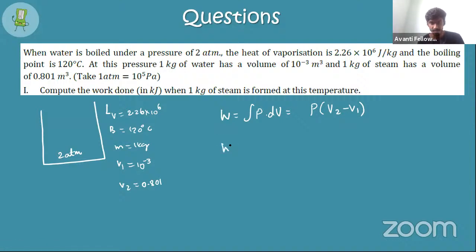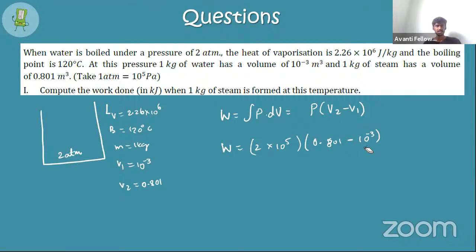What happens is, what's the pressure here, guys? It is given as 2 atmosphere, which is 10 raised to 5 Pascal. It's given in the question itself. I have written the pressure into volume: initial volume is 0.001 and final volume is 0.8. Minus 10 to the power of 3 means how much?